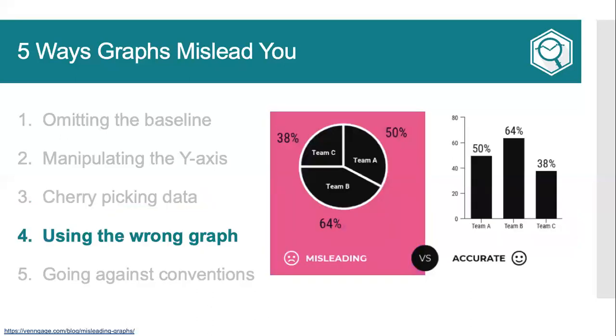Okay, and then using the wrong graph. I spoke at the beginning of this presentation about how choosing the right graph for what you want to try to say about your data is really important. And so using the wrong graph can really skew what your narrative is. Sometimes writers will purposefully choose the wrong graph in order to mislead people. So here, they're using a pie chart versus a bar graph.